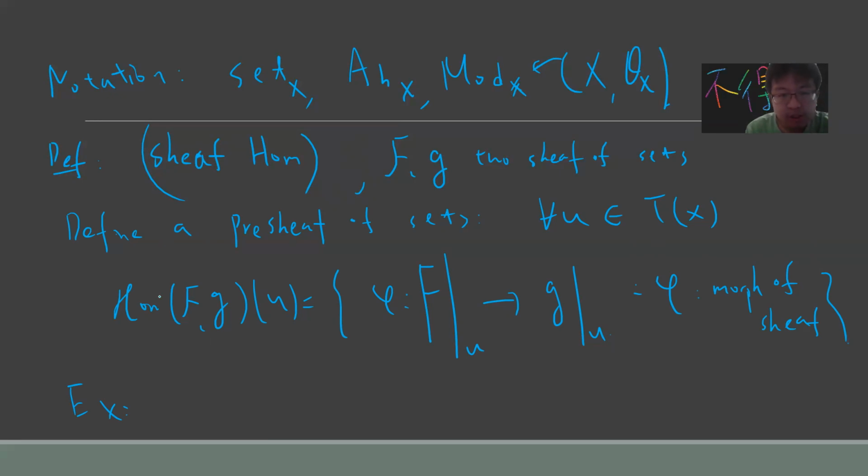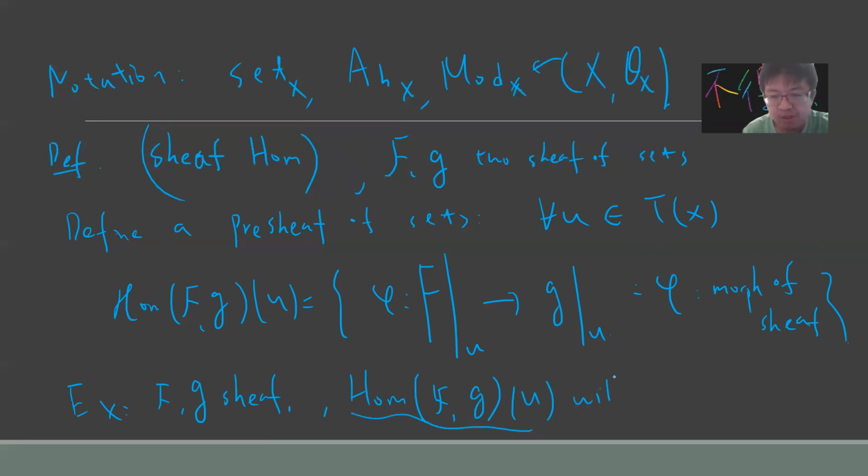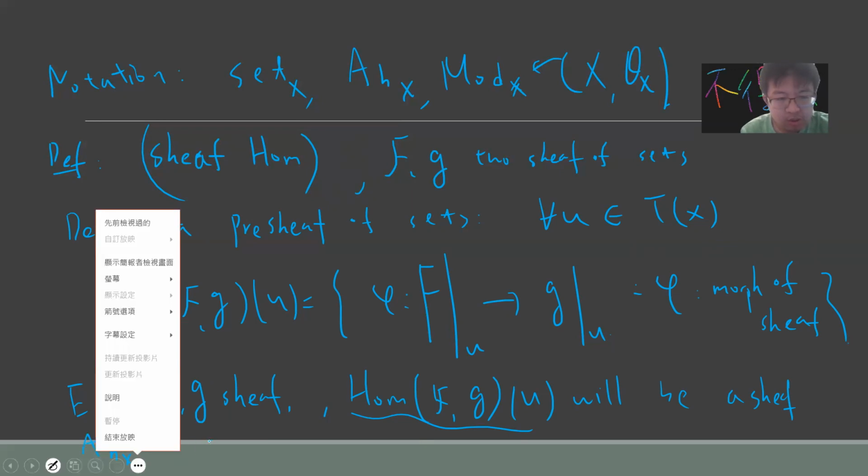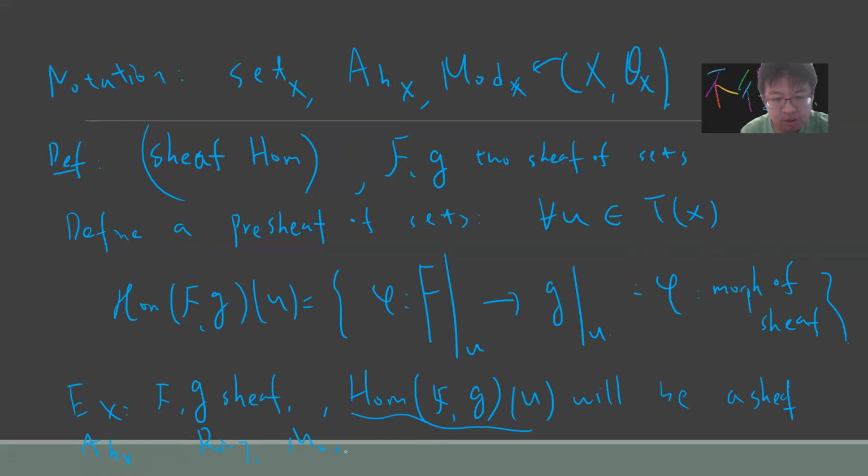And you can check that if F and G are both sheaves, then Hom is a sheaf. This is a non-trivial exercise, or you can just Google it. So basically, you take any sheaf of abelian groups and you can define a Hom of abelian groups, Hom of rings, and Hom of modules. They are similar. So basically, given any two sheaves, you can define a Hom sheaf.